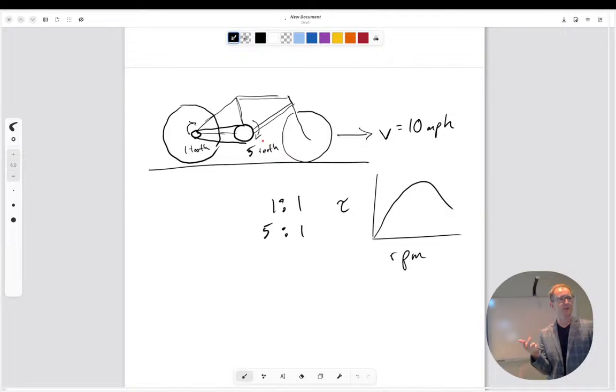This one we need some kind of constraint, right? Like we know it's kind of 1 degree of freedom. If we move forward, the wheel's got to rotate. But how much did it rotate? One rotation is 1 circumference.